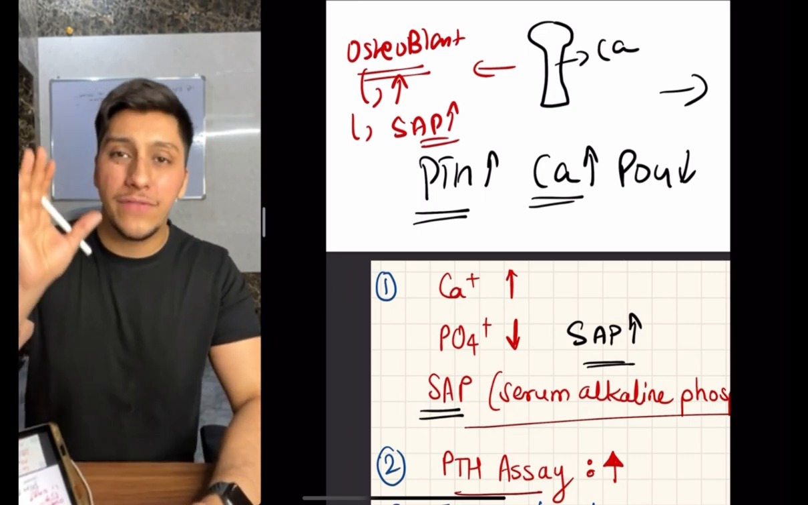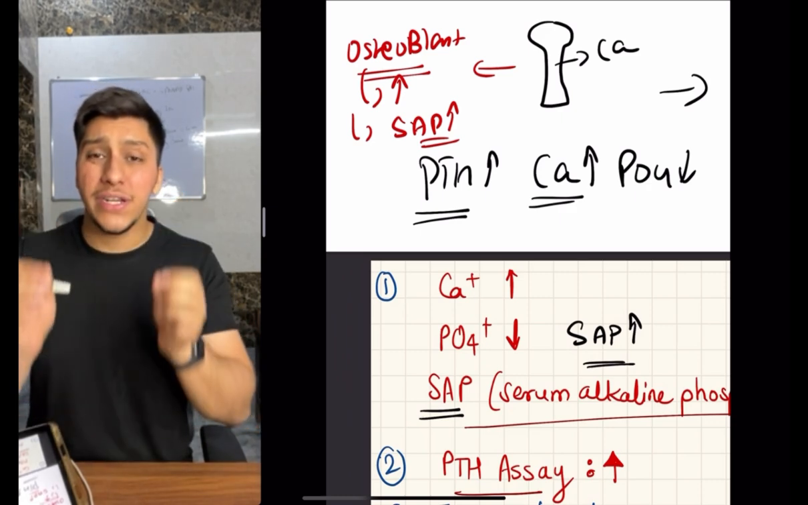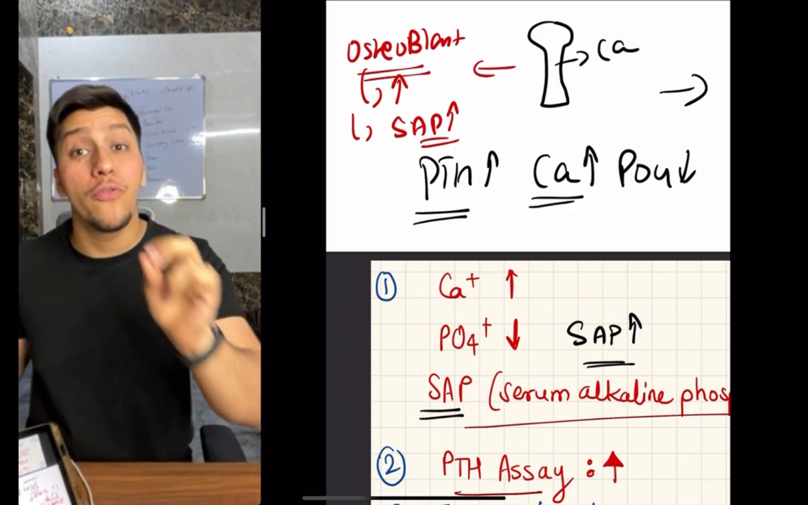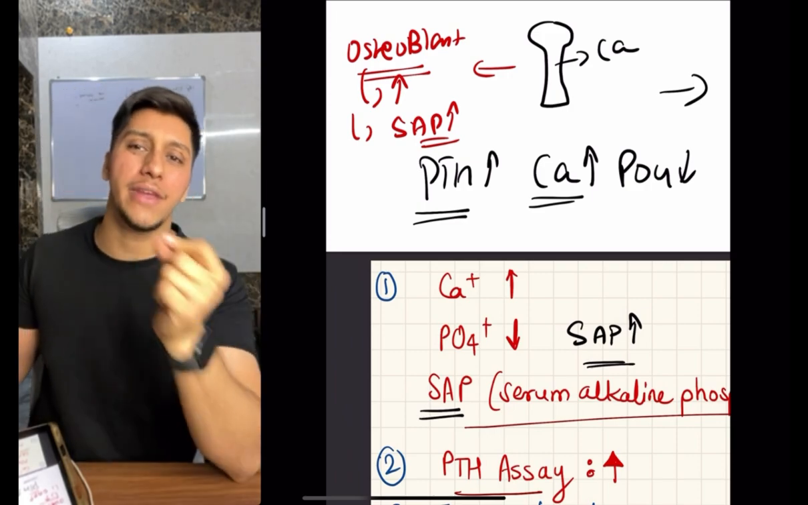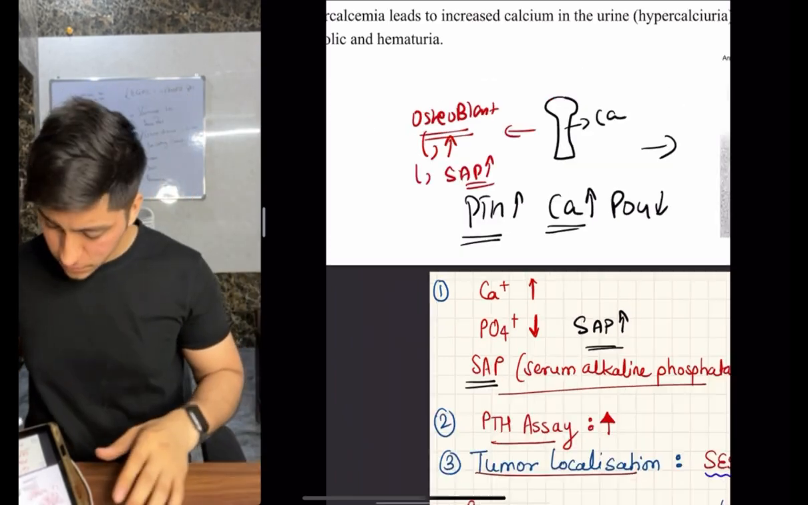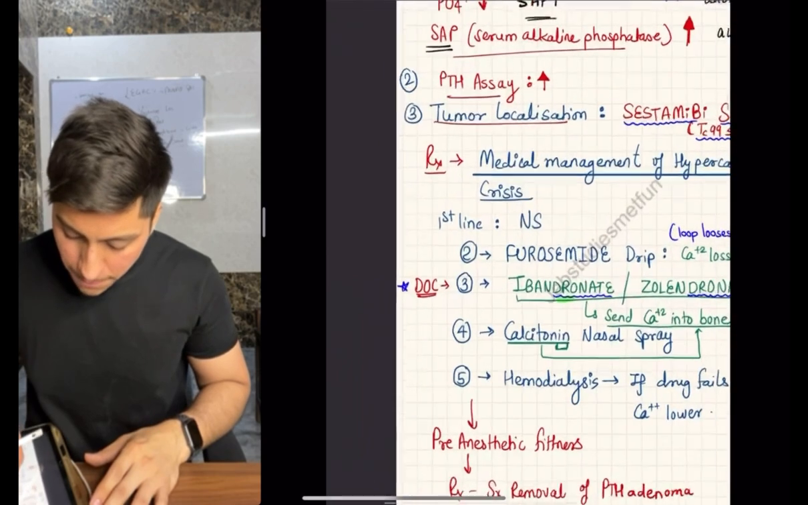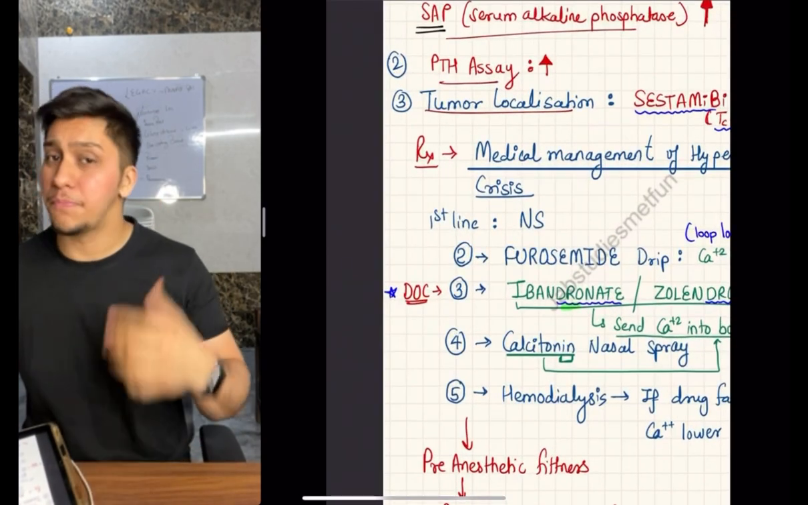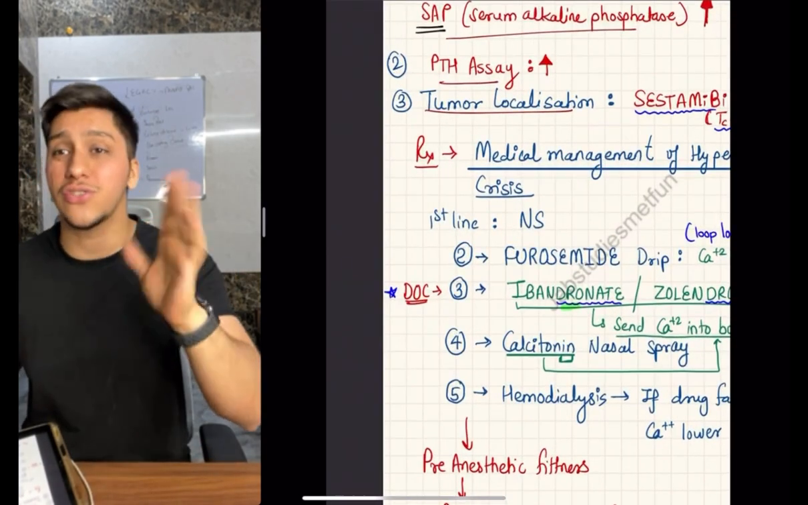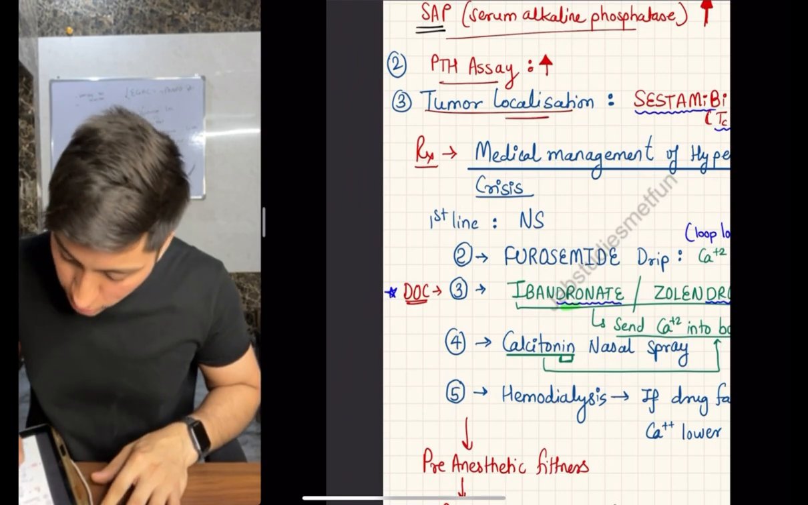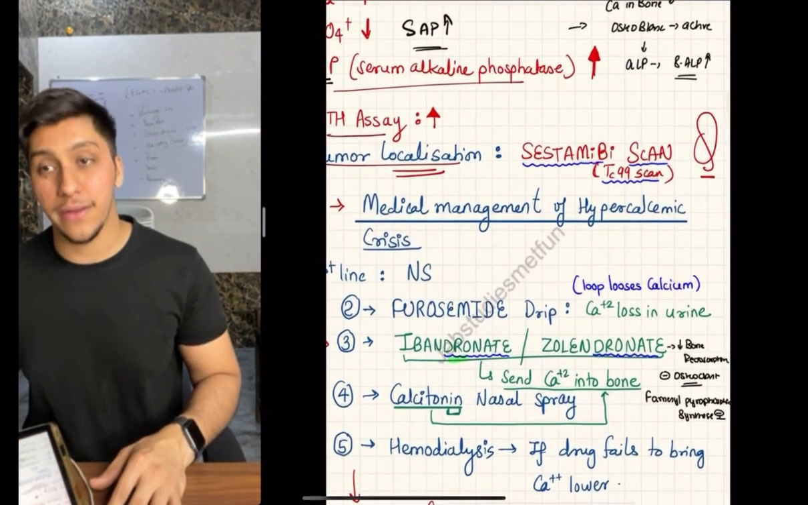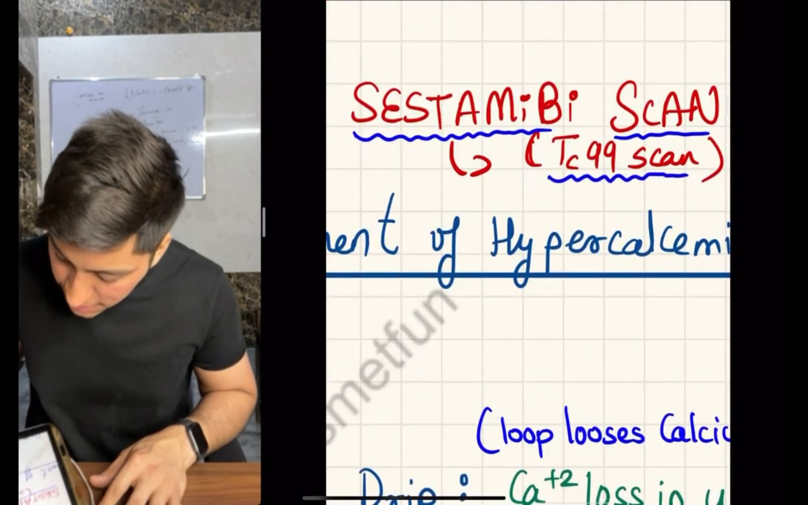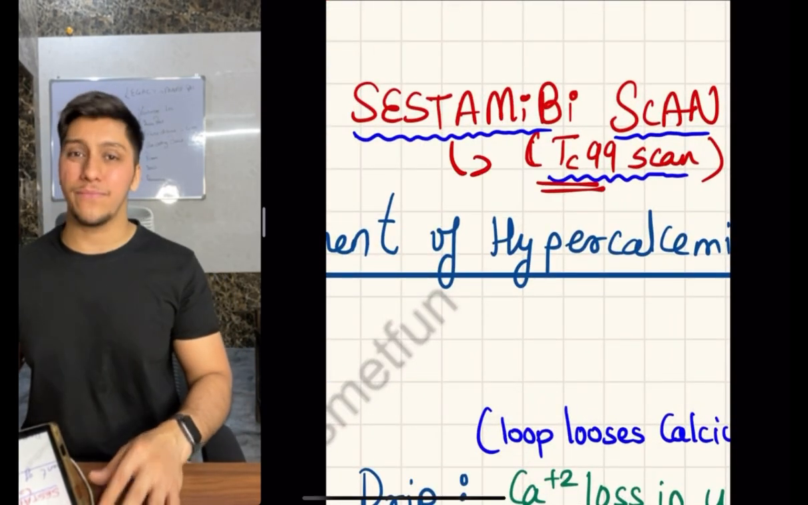So remember, if they give you a clinical vignette that the patient has hypercalcemia, hypophosphatemia, and the SAP is elevated, you are talking about primary hyperparathyroidism. Next, the PTH assay, because parathyroid hormone is anyway elevated, is going to be elevated. Last, tumor localization, which we just saw over here, is done with the help of a SESTA-MIBI scan. A SESTA-MIBI scan is classically a technetium-99 scan. That also you have to remember.